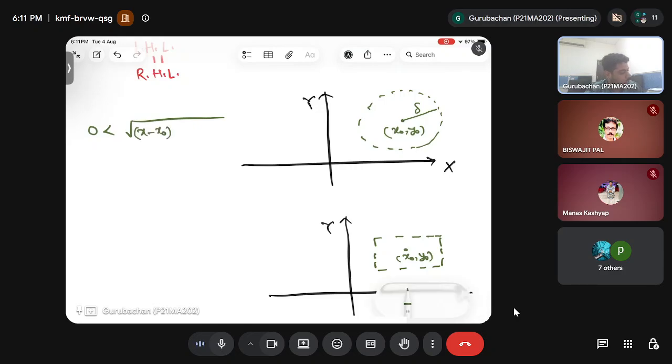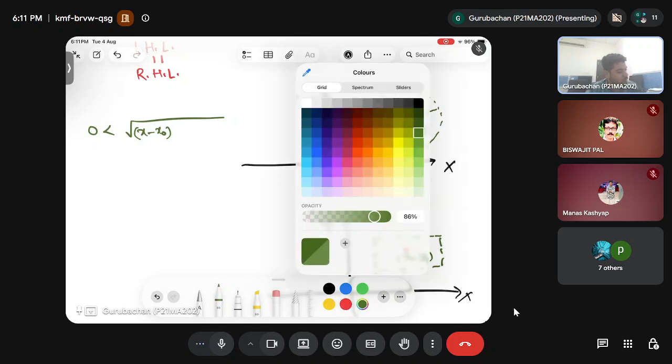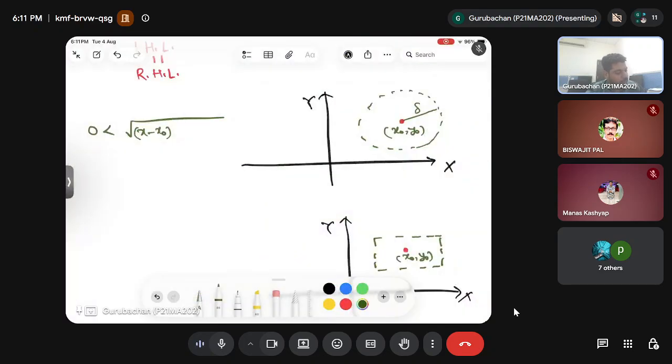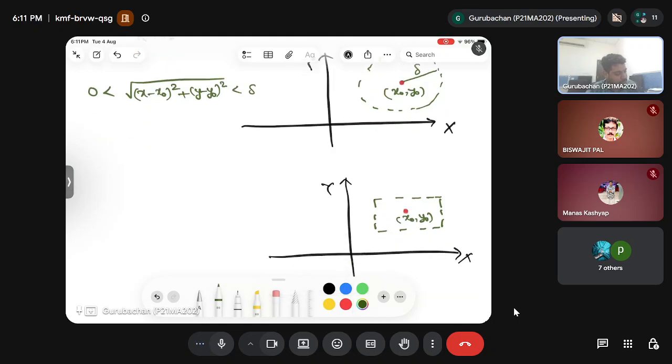So this point is not included. I am making it red. So this point is not included. Similarly, this point is not included. So this will be (x minus x naught) square plus (y minus y naught) square less than delta square for this case. And for this case, we will say that 0 less than the absolute value of x minus x naught is less than delta and 0 less than the absolute value of y minus y naught is less than delta.